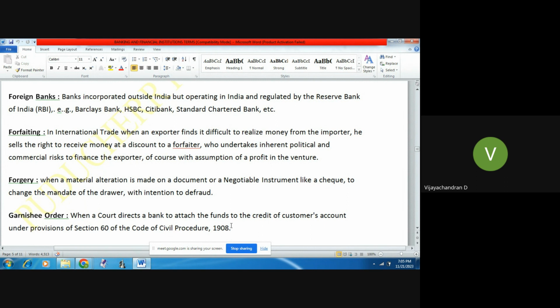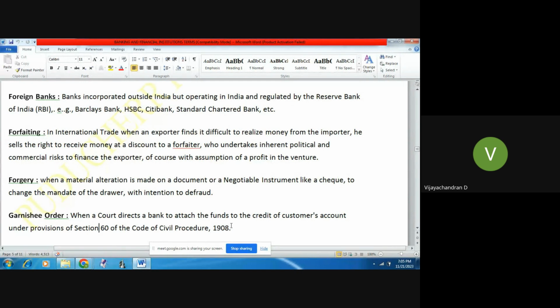So the bill of lading, the international bills, can be discounted with the commercial banks. Who has a right to discount the bills? The exporter. The exporter will discount the bills before the maturity. He need not wait till the due date. So that is known as forfaiting.